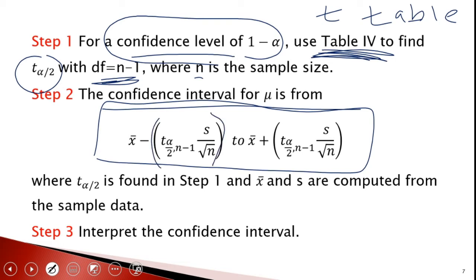x bar minus this part. Do you remember this part? T alpha over 2 comma n minus 1. This is the degree of freedom, times s over square root of n, to x bar plus this part, that interval. T alpha you can find using step 1. So plug those values, you can get this at the end, and interpret the result.